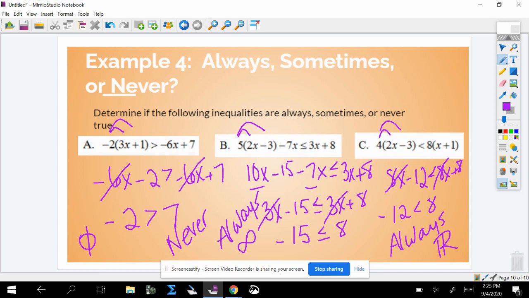Really, the key is the x's. If you have the exact same x's on both sides, it's either always going to be true or never be true. If you have a different amount of x's, then it will be sometimes because you'll have to solve it and figure out what that range is. So that is the beginning of 1.5. Those are all what we call single inequalities. We'll get to the compounded ones tomorrow.